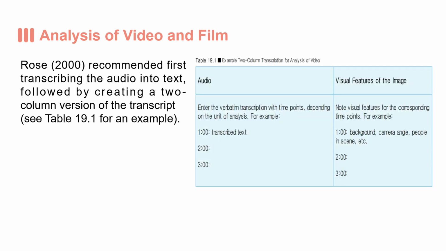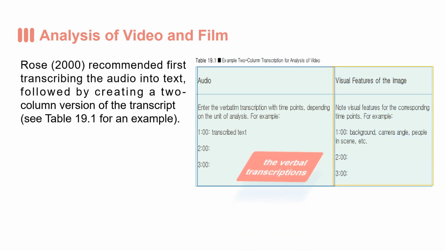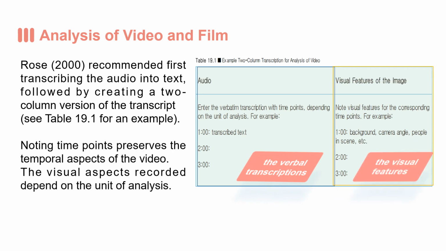You can see the table here. One column contains the verbal transcription with time points, and the second contains the visual features. Noting the time points preserves the temporal aspects of the video. The visual aspects recorded depend on the units of analysis. Potential units of analysis include scene changes, persons involved in the scene, and camera shots.